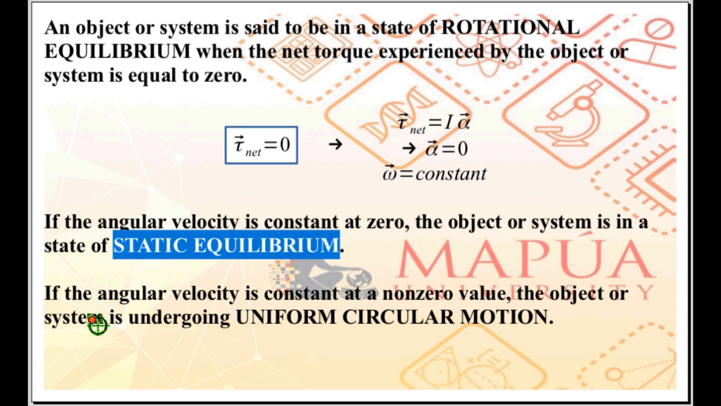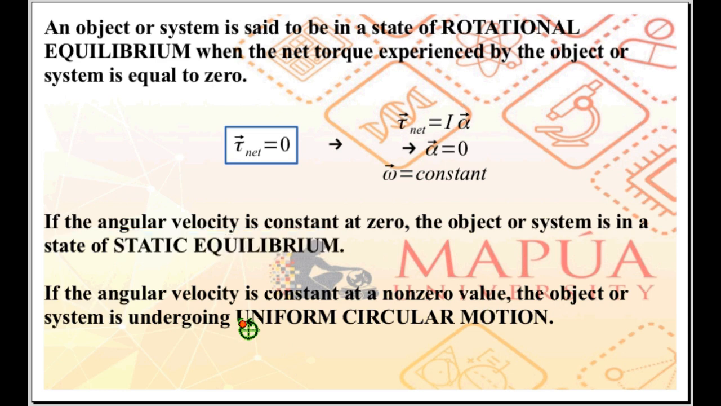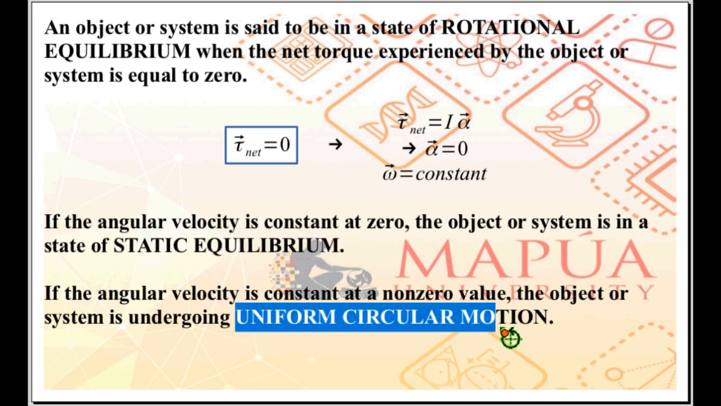On the other hand, if the angular velocity is constant at a non-zero value, that means the object is moving at constant velocity, and the object is said to be undergoing uniform circular motion.